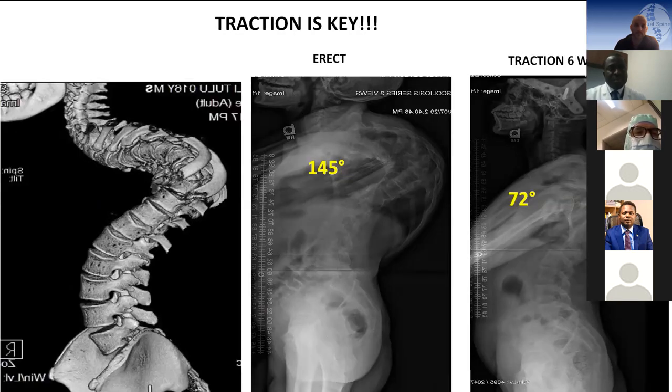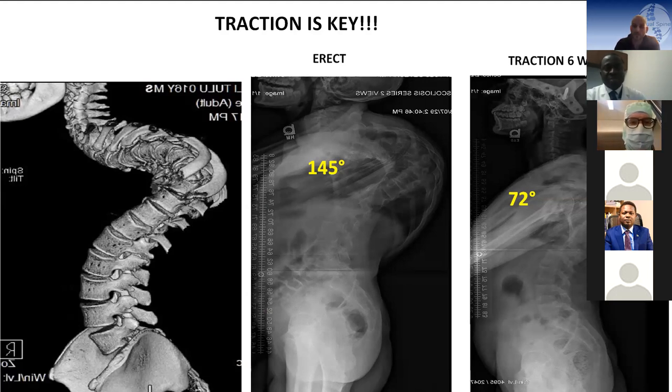This is not the patient that we are presenting, but it's an example of how traction can make a huge difference. This is a patient from Focus Hospital. You can see severe thoracic kyphosis here, which measured 145 degrees, but after 6 weeks in traction, the curve magnitude has dropped significantly to 72.